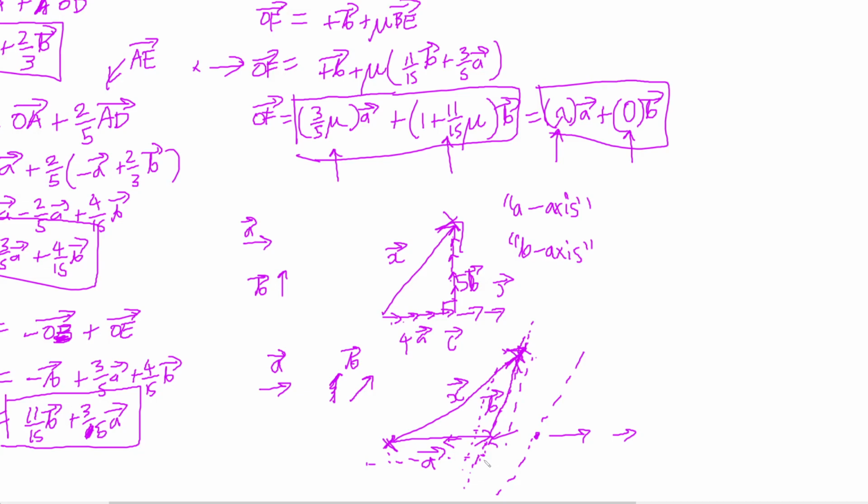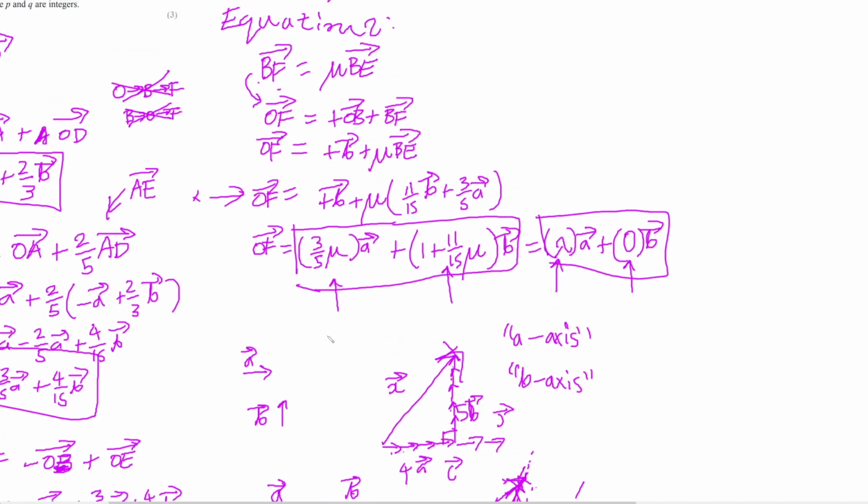And so the key point I'm really trying to drive home here with these diagrams is that for every vector, there is only one unique representation in terms of two vectors that is possible, as long as those two vectors are not parallel.